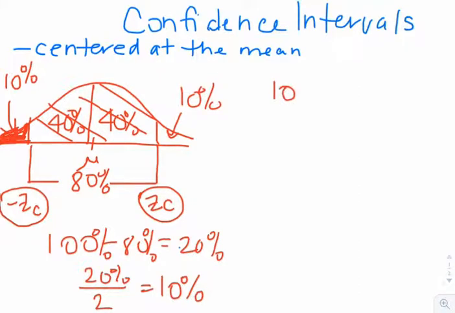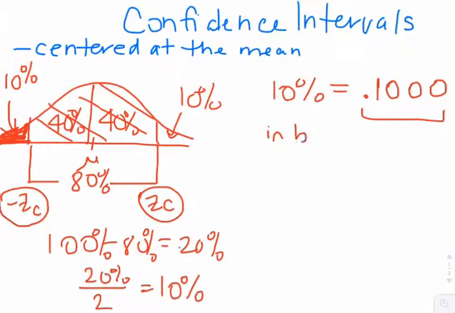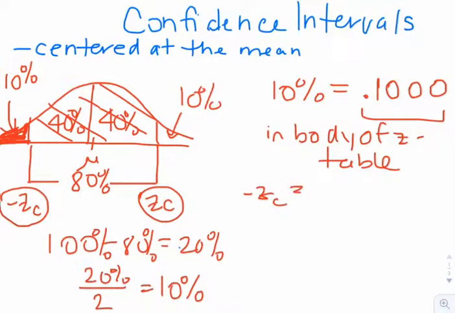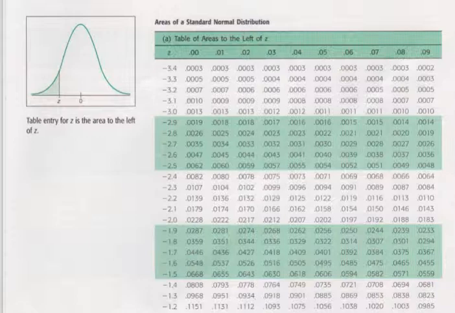So 10% is 0.10. The body of our Z table has 4 digits, so we'll use 0.100. So we're looking for 0.100 on our Z table to figure out what minus ZC equals. So minus ZC, let's look on our Z table now. Okay, I'm looking for 0.100.